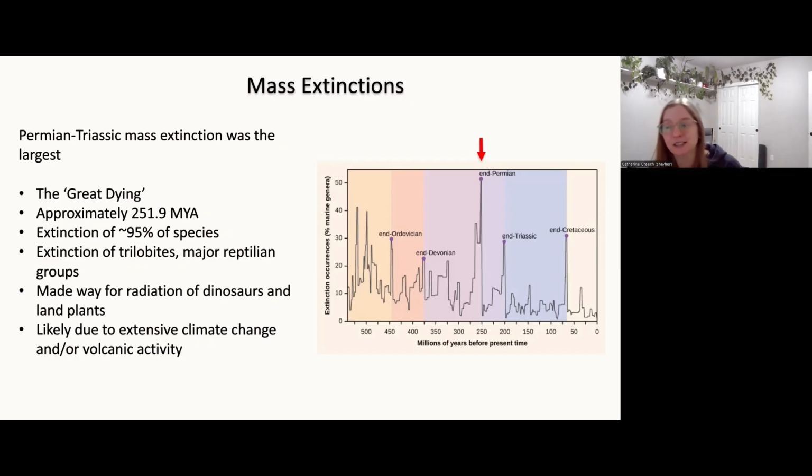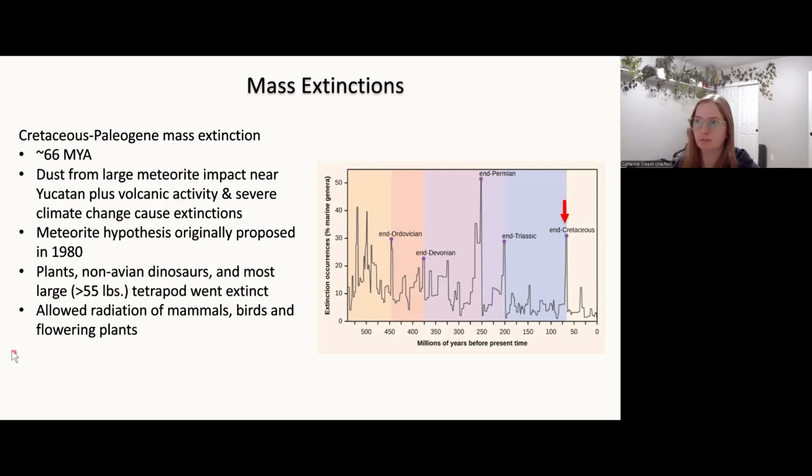This did cause the extinction of the trilobites and major reptilian groups. We also allowed dinosaurs to radiate. By radiate, we mean diversify and grow into different species. And this allowed for the diversification of land plants. And now that we have land plants, everybody else can start moving onto land. So it's a really exciting period evolutionarily. We think that this was caused by extensive climate change and/or volcanic activity. When volcanoes erupt, they release a lot of carbon dioxide. When we say climate change, we mean like there's going to be ice ages or hot periods, or like everything is shifting.